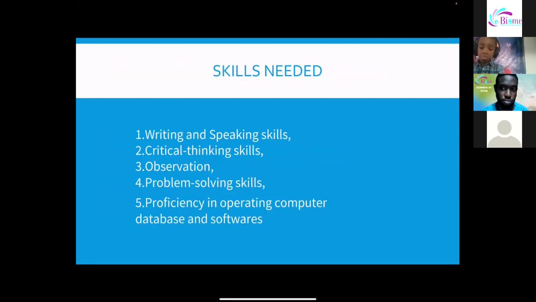Some of the skills needed. So you do need writing and speaking skills. You do need critical thinking skills. You do need good observation and problem solving skills. And you do need to be proficient in operating computer databases and software.